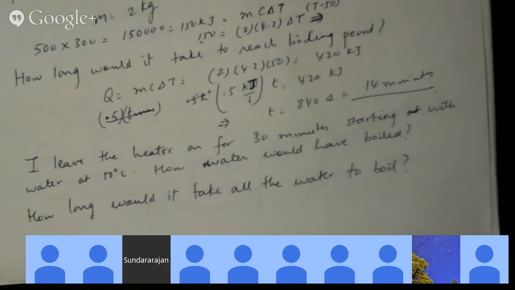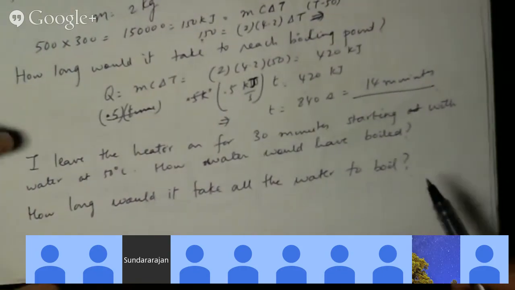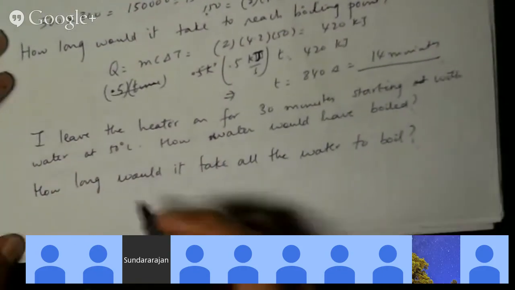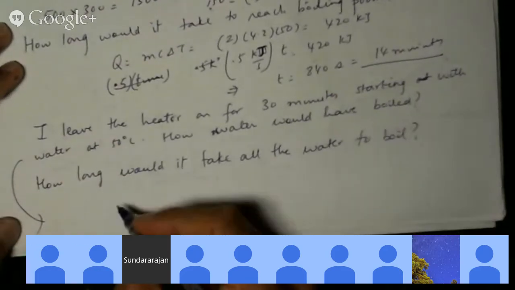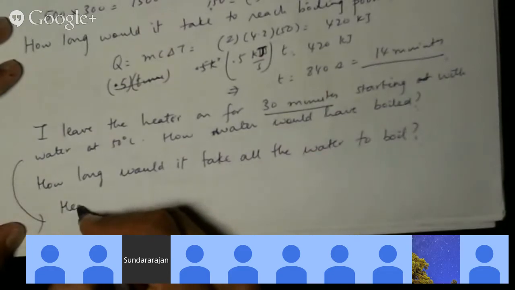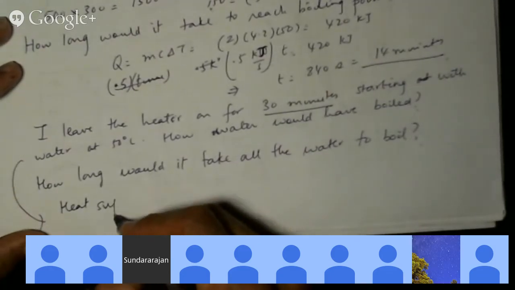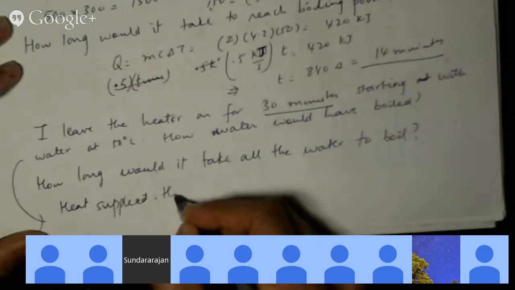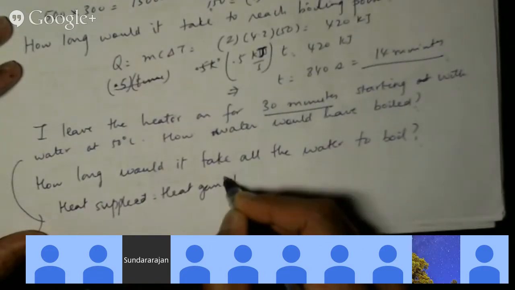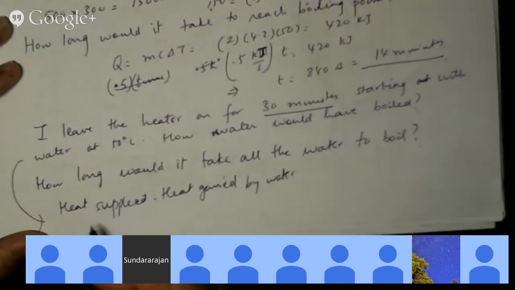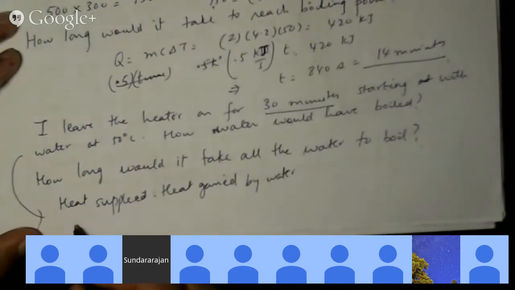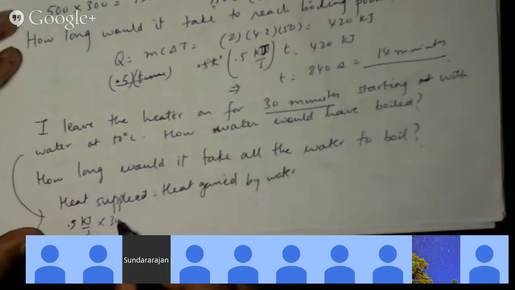Wait, could you show how you got the answer? So which one? This one or this one? The first one. How much water would have boiled? So how much heat are you supplying in 30 minutes? Heat supplied is going to be the heat gained by water, right? You're supplying 0.5 kilojoules per second, and it's 30 minutes, so it's 30 times 60. This is how much heat you're supplying.